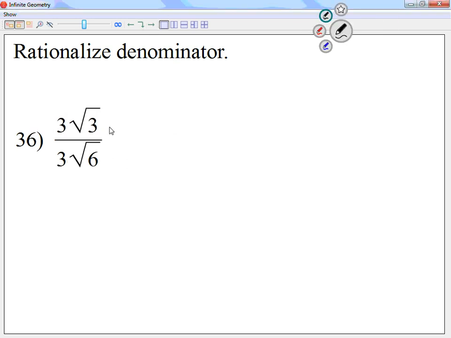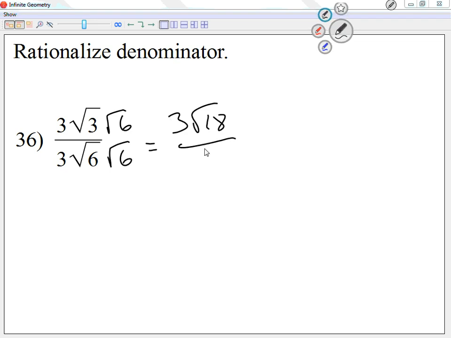Let me multiply top and bottom by radical 6. So on the top, I have 3 radical 18. At the bottom, I have 18.